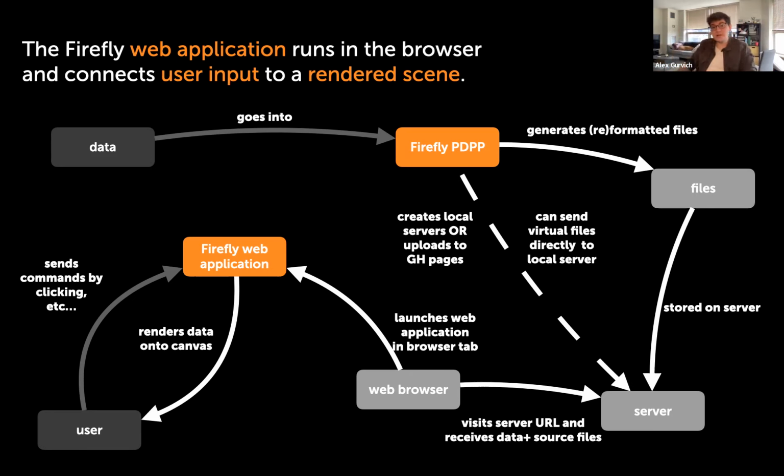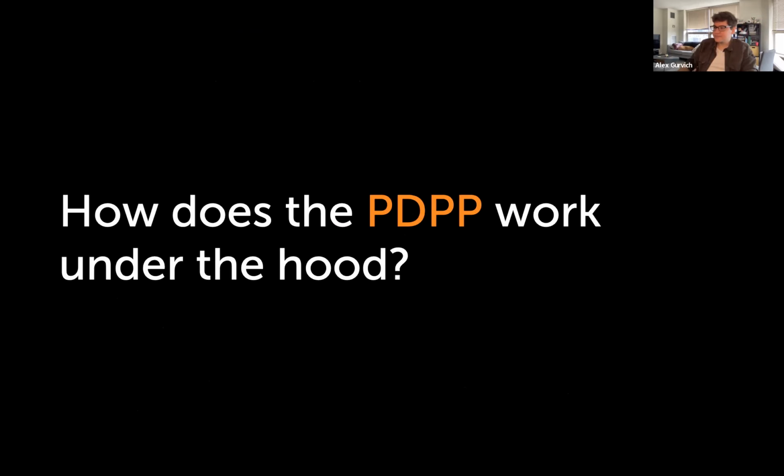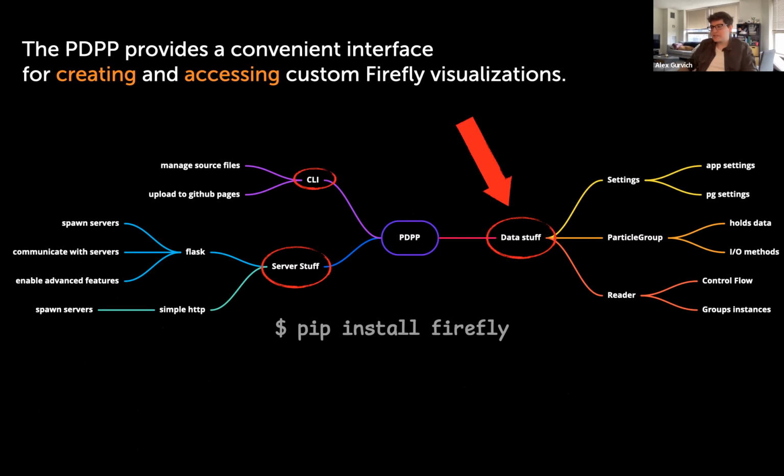So, okay, that's the big picture. With the couple of minutes that I have left, I want to try and zoom in and go through how the PDPP works, and then the web application itself. So how does the PDPP work under the hood? The PDPP is split into 3 parts. There's the stuff that helps with that server thing, so either hosting locally, or we have the command line interface, which will help you upload your Firefly instances to the internet and manage their source files. And then what I want to focus on today is this data stuff here that does the actual translation piece.